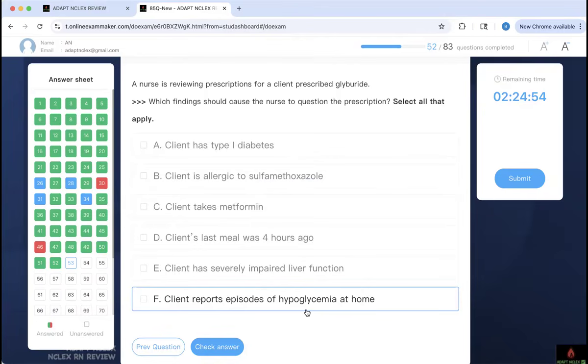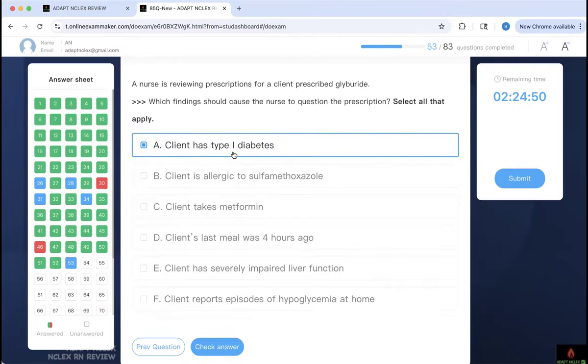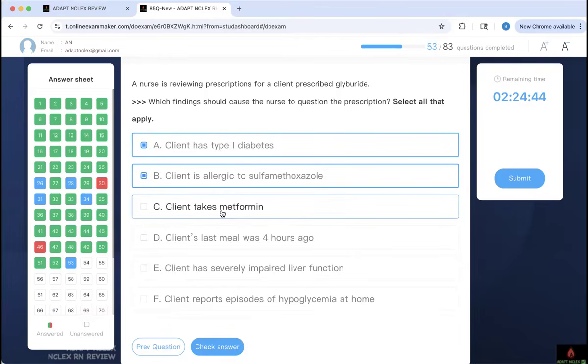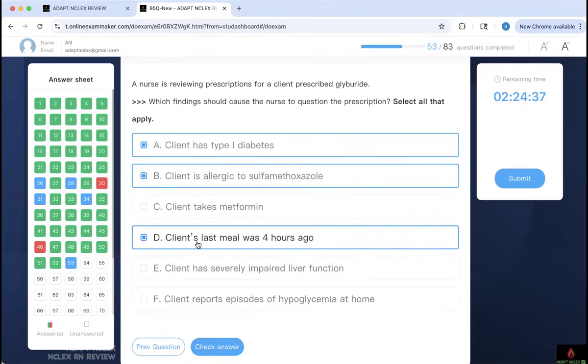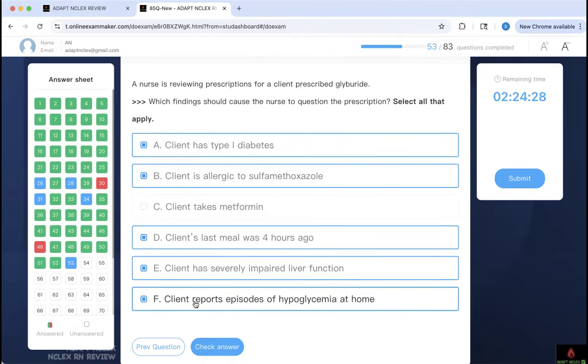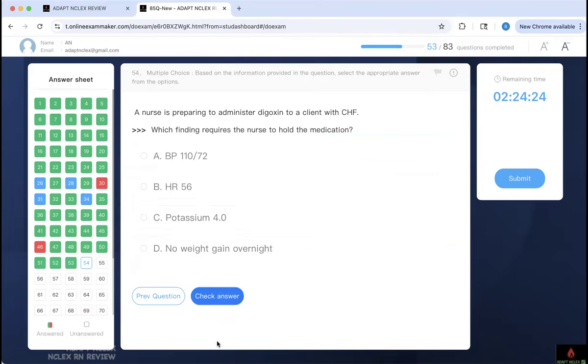Pick your answer, let me know. But it's not used for type 1. If you are allergic to sulfur, we should stop it. If the client takes metformin, you can take both, they do something different. If your last meal was 4 hours ago, it can cause hypoglycemia. It's cleared by the liver, so that's a problem. And if you have hypoglycemia, it causes hypoglycemia, so we worry about you.